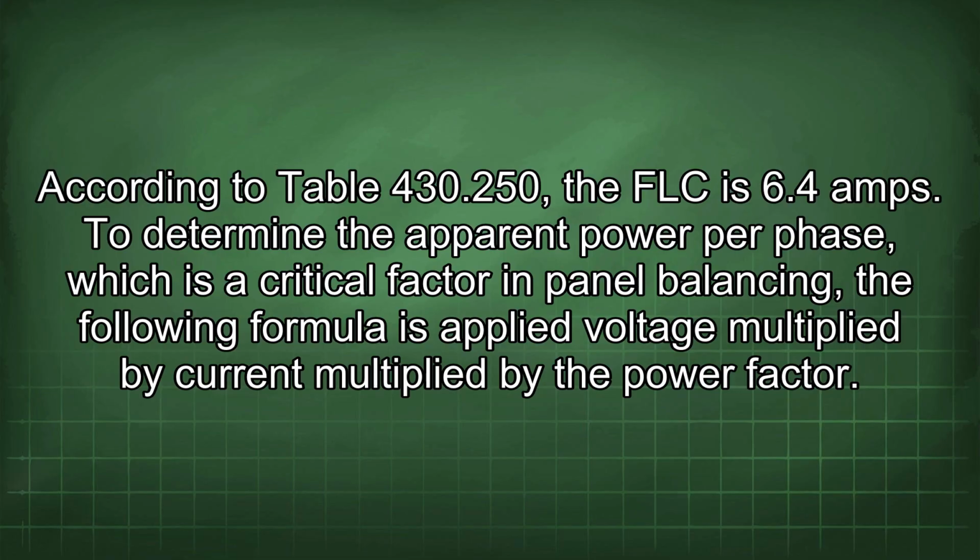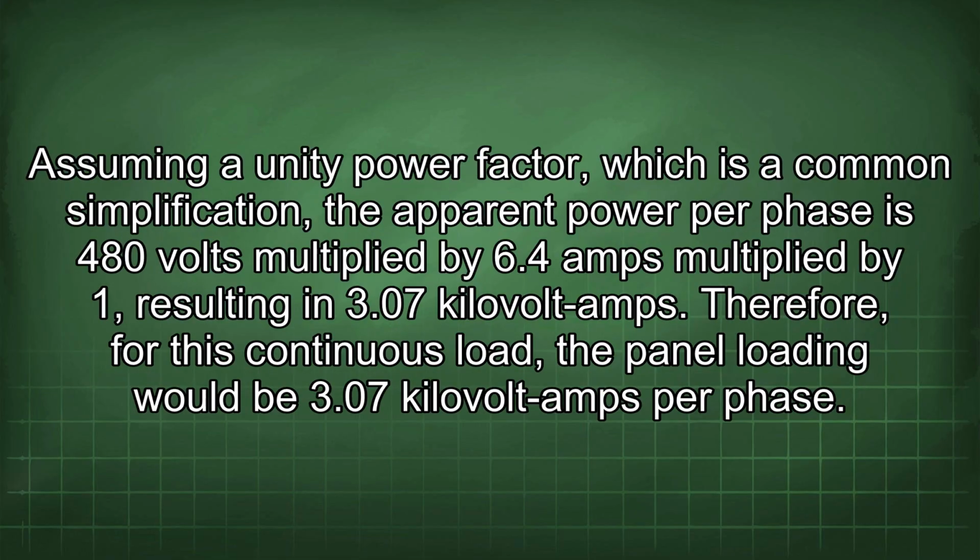To determine the apparent power per phase, which is a critical factor in panel balancing, the following formula is applied: voltage multiplied by current multiplied by the power factor. Assuming a unity power factor, which is a common simplification, the apparent power per phase is 480 volts multiplied by 6.4 amps multiplied by 1, resulting in 3.7 kilovolt amps. Therefore, for this continuous load, the panel loading would be 3.7 kilovolt amps per phase.